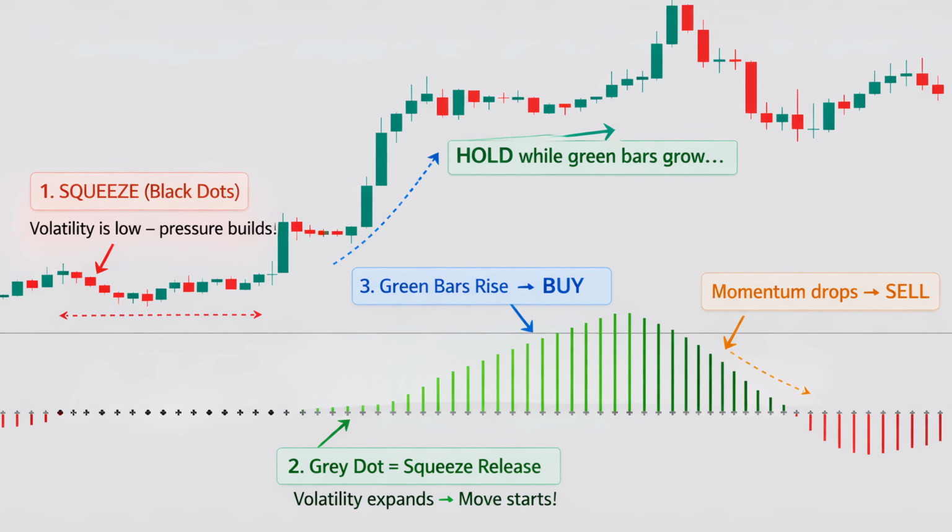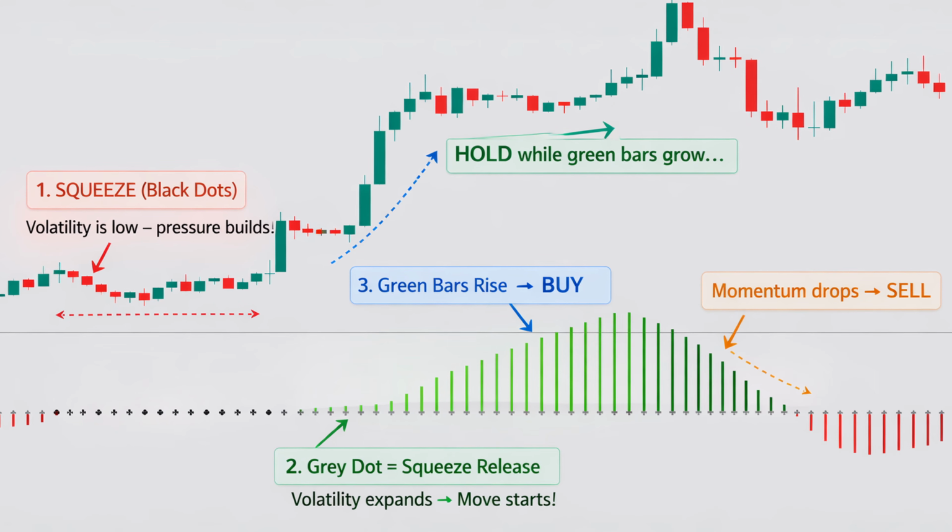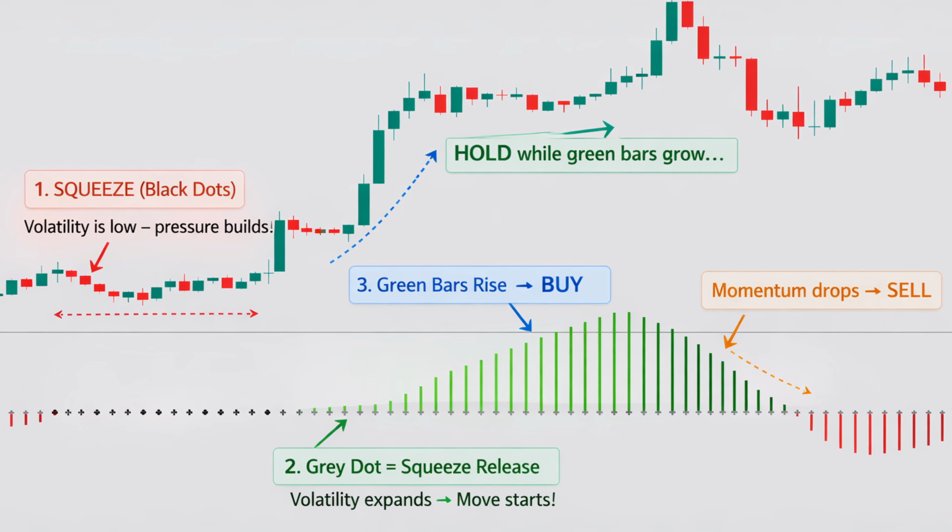The next step is waiting for the squeeze to release. When the squeeze ends, the dot changes color and volatility begins expanding again. This signals the market may be starting a new move. You are going to see the dot go from black to gray. At this point, traders look at momentum bars.